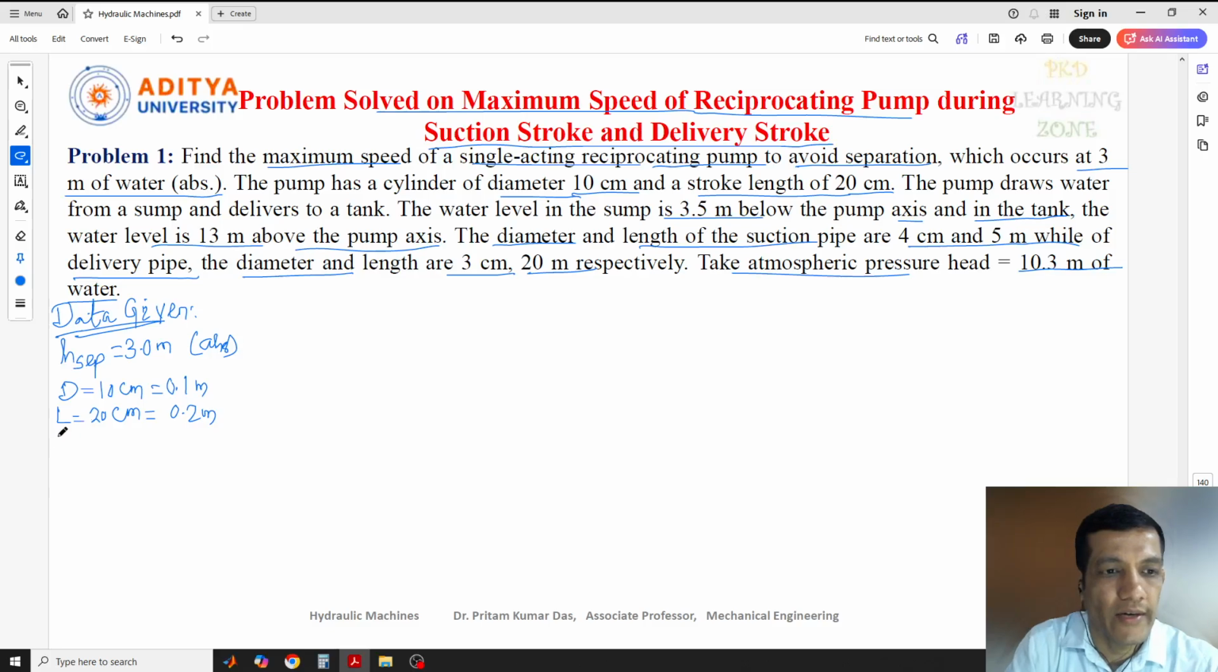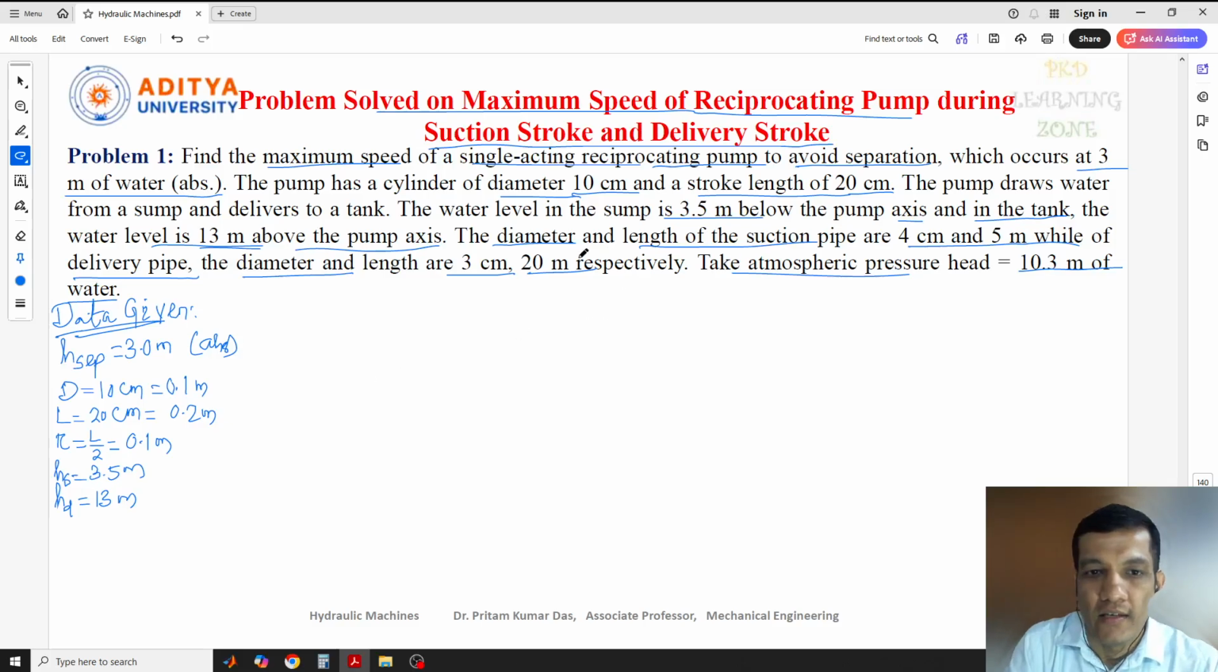Next, from the stroke length we can calculate the crank radius R. So R equal to L by 2, so this one we can write 0.1 meter. Now next, the water level in the sump is 3.5 meter below the pump axis. That means this is the suction head, from the center line of the pump to the sump level of the surface. So that is nothing but HS. So HS is given 3.5 meter. Now another one is given 13 meter above the pump axis. That means the water needs to be delivered up to that height. So that is HD. So HD is given 13 meter.